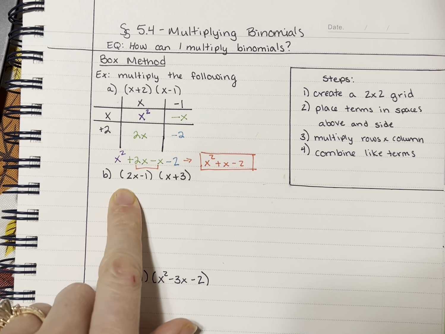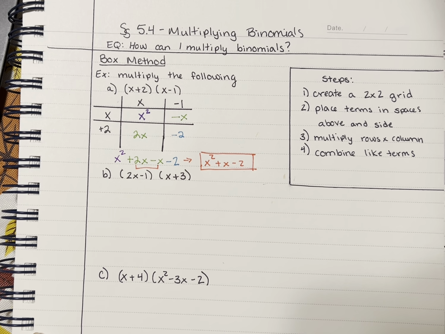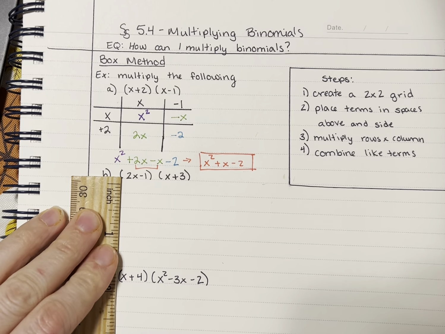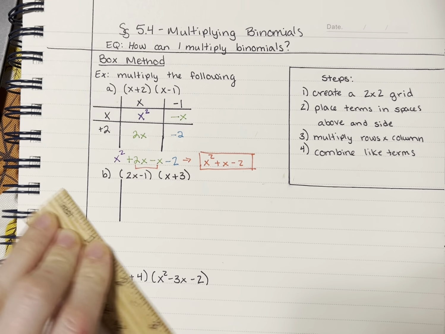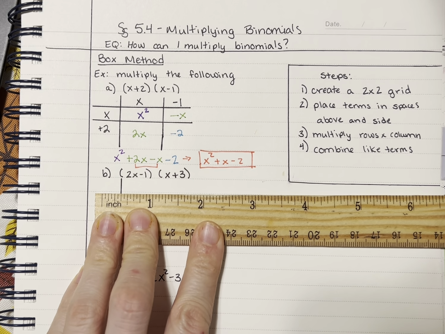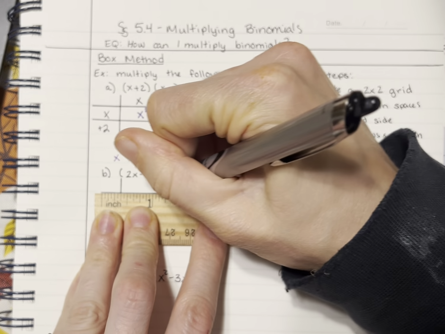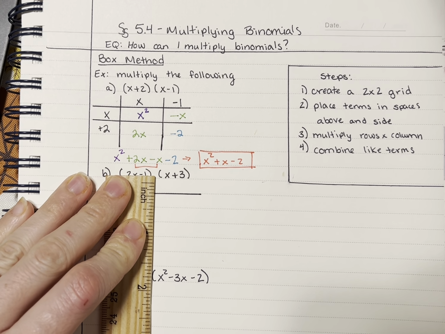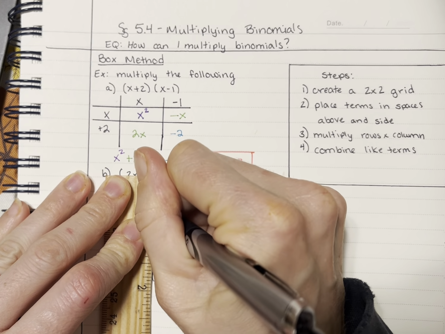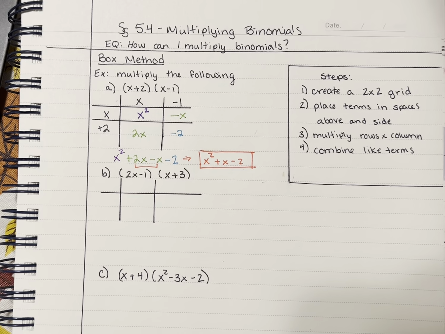So here we're going to do something a little more complicated. We have 2x minus 1 and x plus 3. So I'm going to set it up the same way. I'm going to make that T shape. Make it smaller this time, since now I know how big I need to make it. I'm not just winging it. And then I'm going to break it up into the 2 columns that I need. Okay, so I have my T chart.